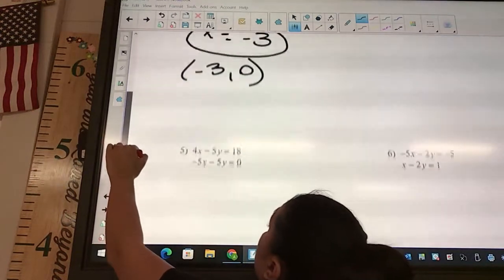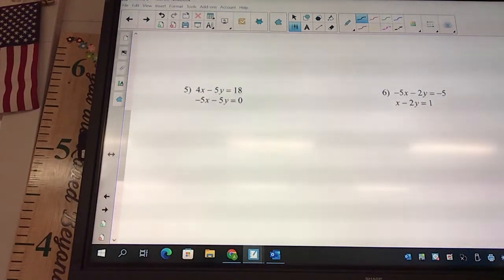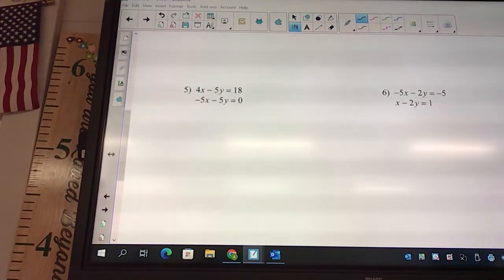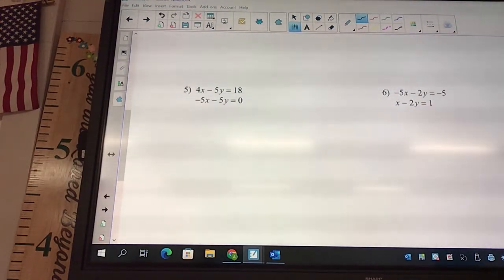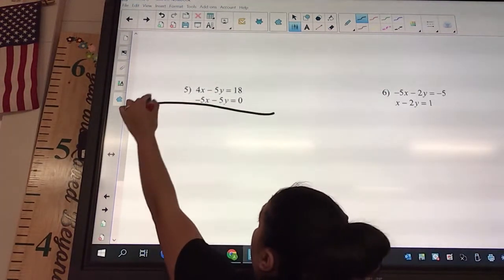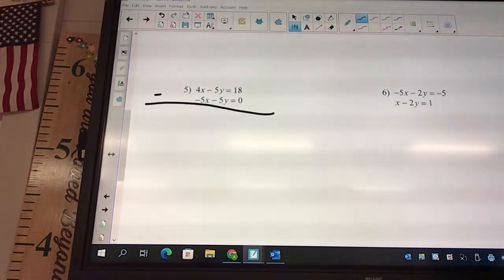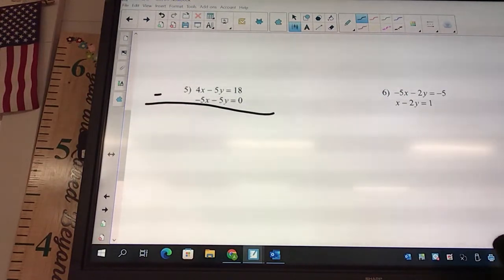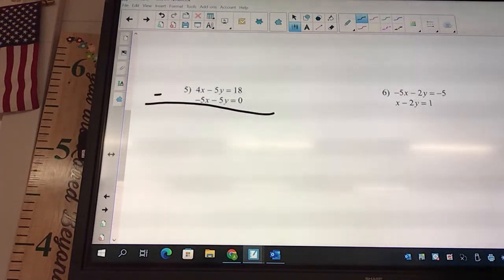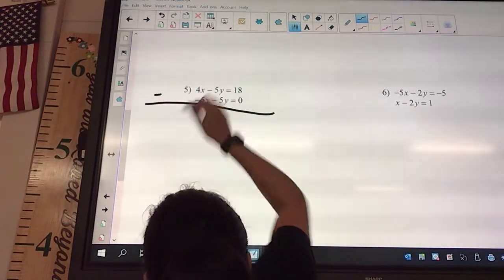Let's look at the next one. Are there two of them with the same number? Yeah, the 5, the y's, so we can cancel them. Do they both have a different sign? No. So you cannot add them, you need to subtract them. Instead of adding the two equations together, you're going to have to subtract them. Now, this is where it gets a little bit tricky. Some people say multiply it by negative 1, which you totally can, or you can just subtract them, but you need to do each piece. So, what is 4 minus negative 5?